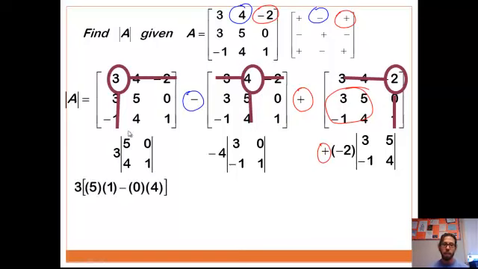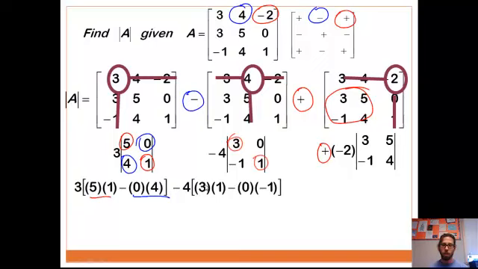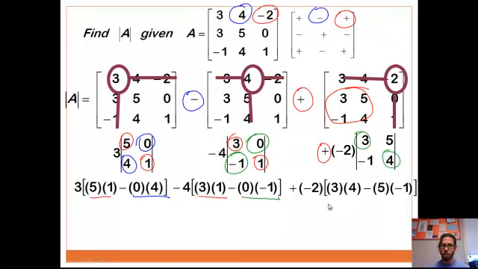Okay. So 3, and then we're going to take the 5 times the 1 and subtract the other cross product, the 4 times the 0. And then we redo that process for each one here. So I'm going to take the 3 times the 1 and subtract negative 1 times 0 here. And then we do that one more time. Okay, 3 times the 4, and then we subtract the negative 1 times the 5.